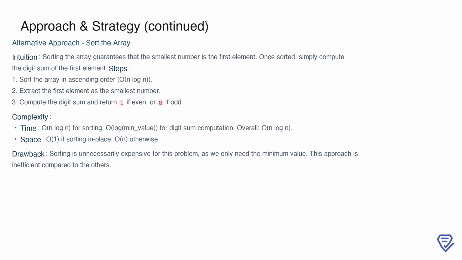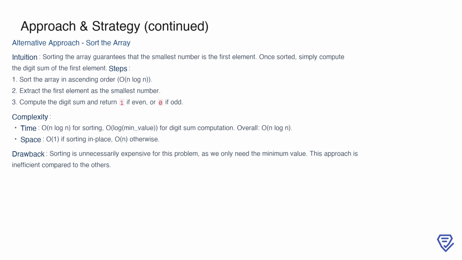Another potential approach is to use sorting to find the smallest number. By sorting the array in ascending order, the smallest number is guaranteed to be the first element. Once the array is sorted, we can directly compute the digit sum of this first element and determine the parity of the sum. While this approach is conceptually straightforward, it is significantly less efficient than the others.